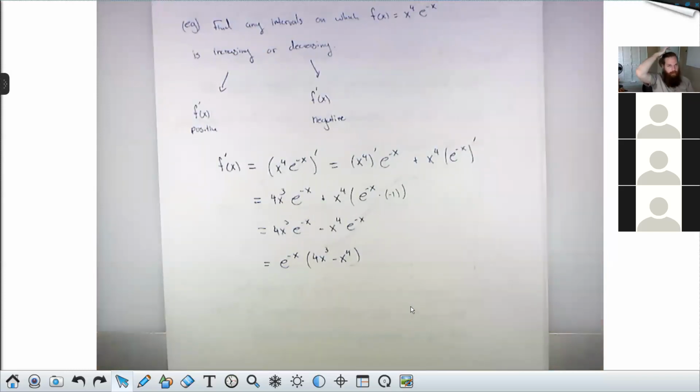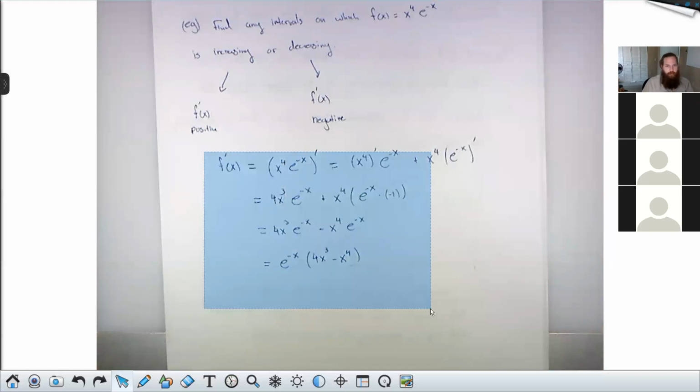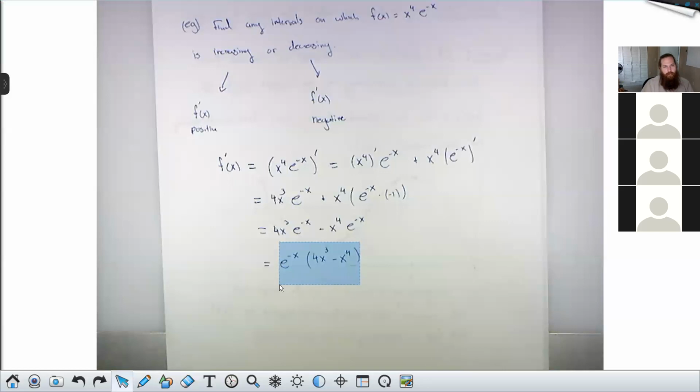And I want to know, where is this positive? Where is this negative? Because this is f prime. And if f prime is positive, then f is increasing. If f prime is negative, then f is decreasing. Does anybody remember how to solve the inequality, this is greater than 0? It's definitely something we do in pre-calc. The game is to factor.